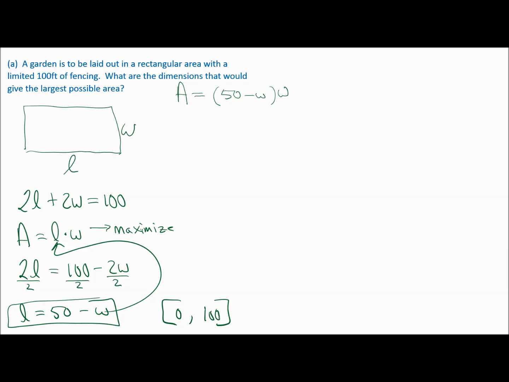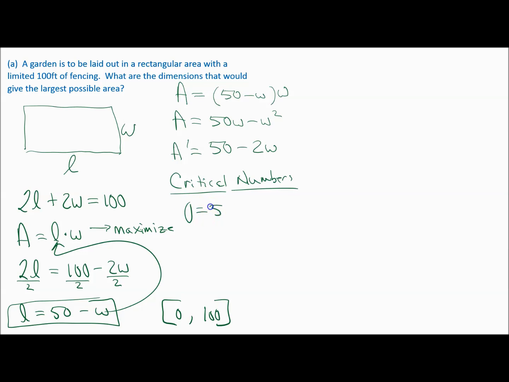All right, so here we go. Take the derivative. But before I take the derivative, maybe let's distribute that W inside. So 50W minus W squared. So here I go. A primed is equal to the derivative of 50W is 50 minus the derivative of W squared is 2W. What am I supposed to do with that? I'm supposed to find the critical numbers. Critical numbers are found by two ways. First of all, setting the derivative equal to 0, and also where the derivative is undefined.